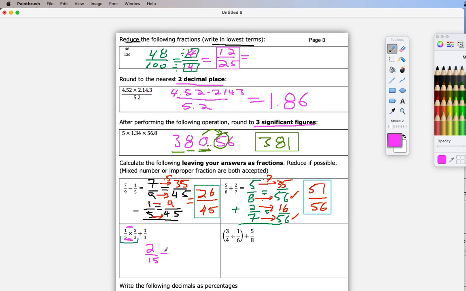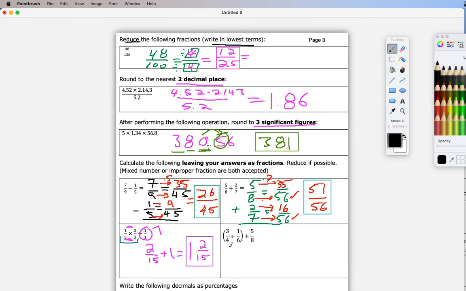And now it's a little bit tricky, but what's 1 divided by 1? Well, this here is just 1. So it's going to be 2 over 15 plus 1. And that's easy. 1 plus 2 over 15 is 1 and 2 over 15. A little bit tricky, but not so hard. That's going to be my final answer here.